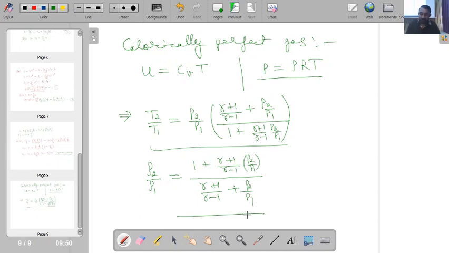Typically, when I am calculating the ratio of temperatures, it comes as a function of gamma and the ratio of pressures P2 by P1. Similarly, when I am calculating the density ratio rho 2 by rho 1, that is also coming as a function of the pressure ratio. So earlier, if you recall, we had considered the upstream Mach number.